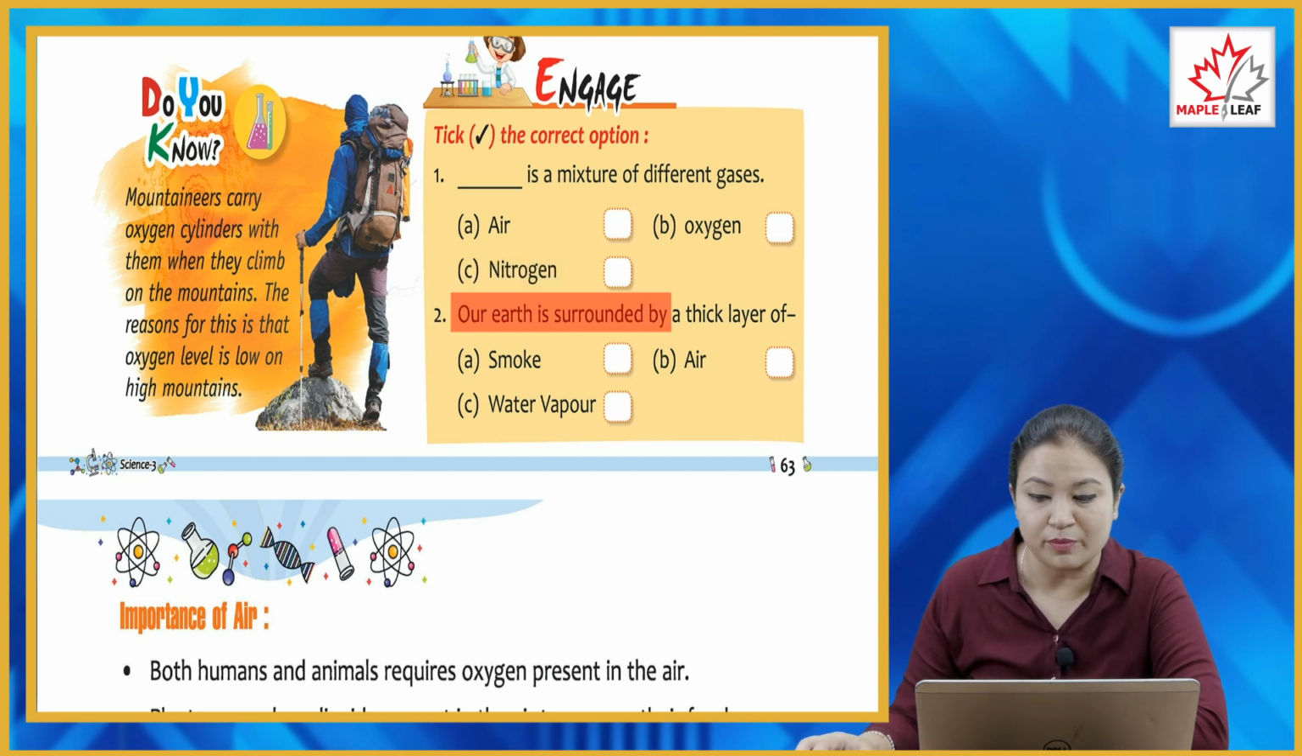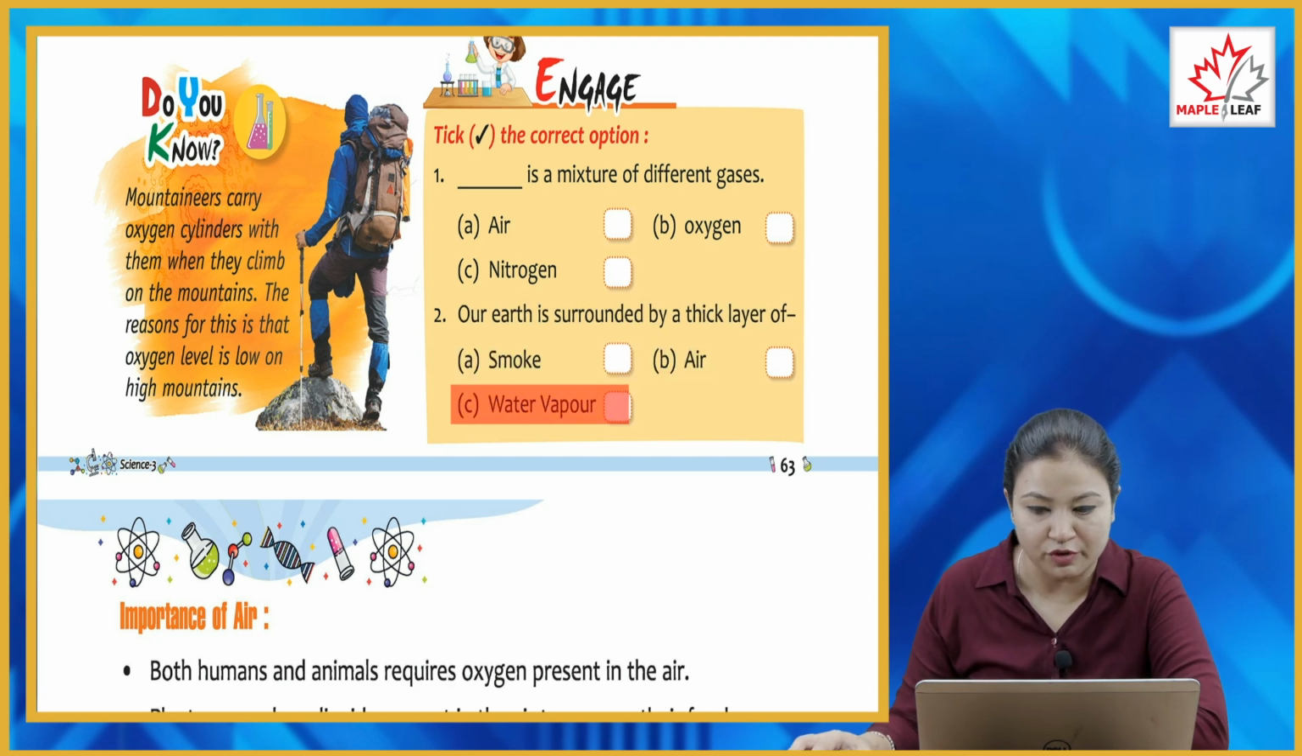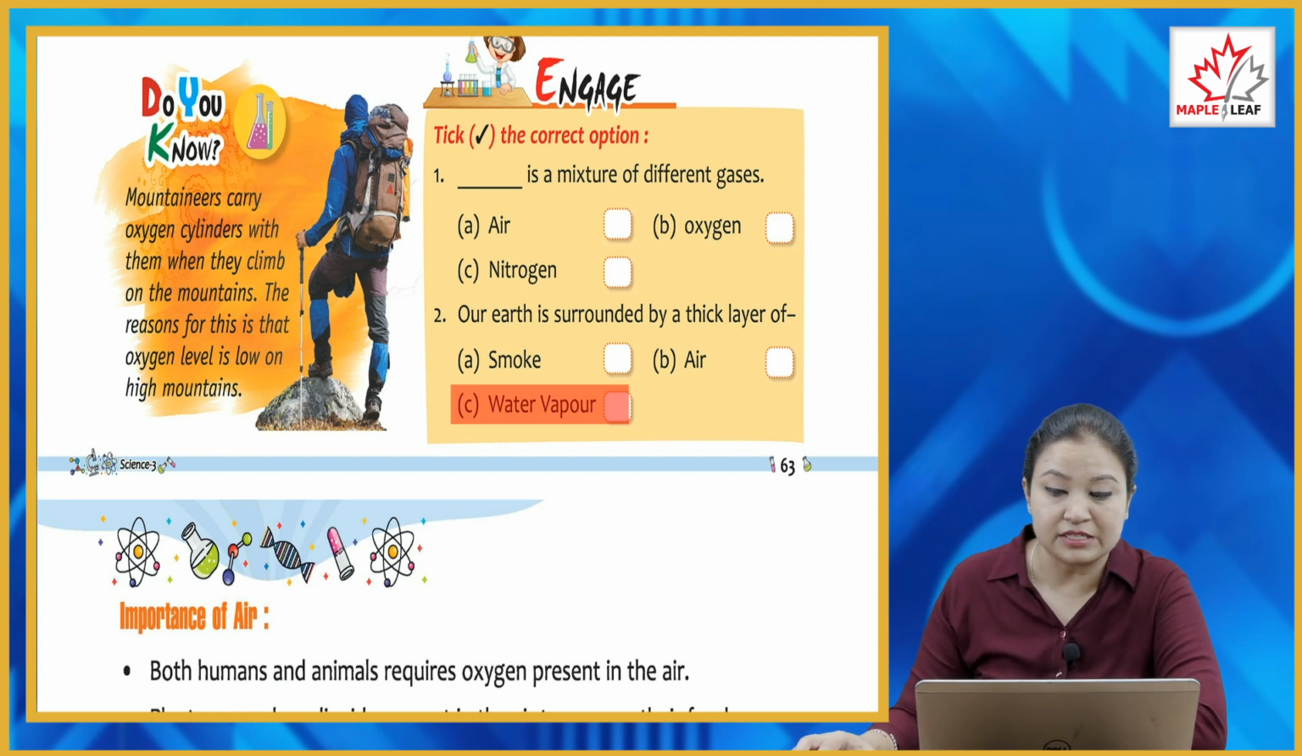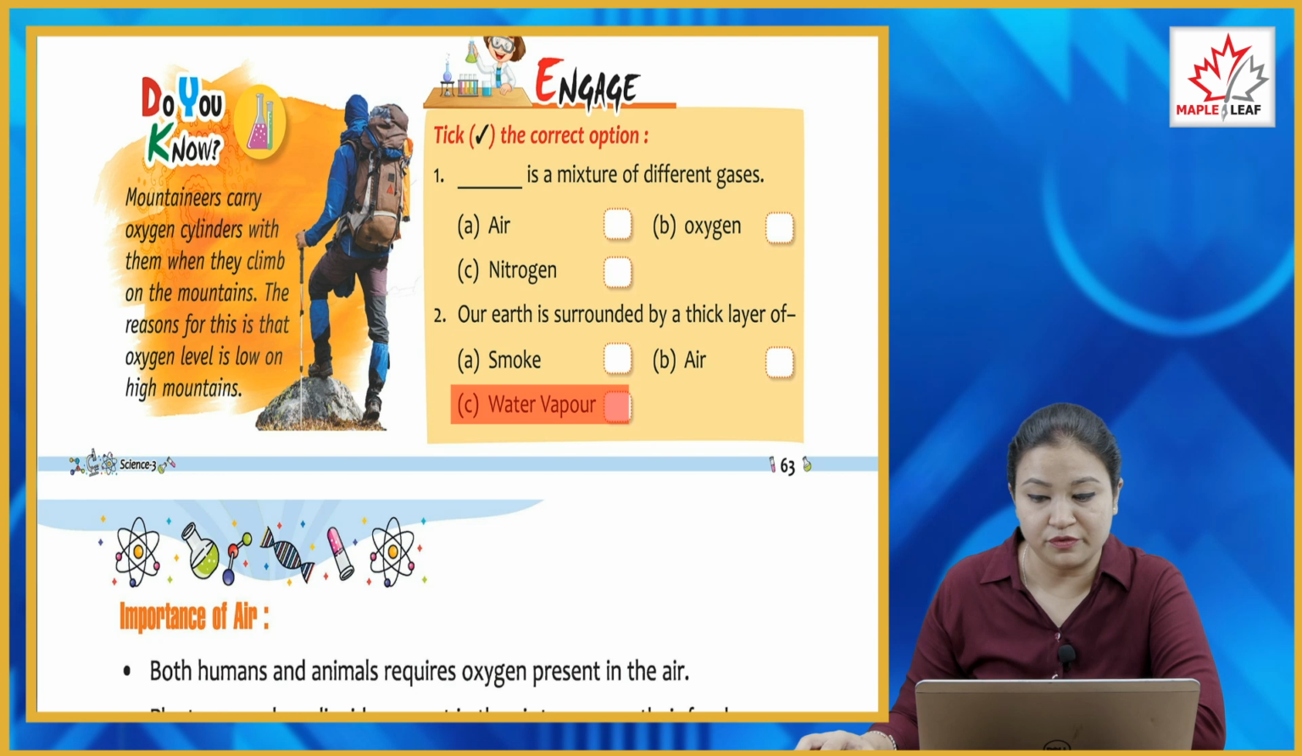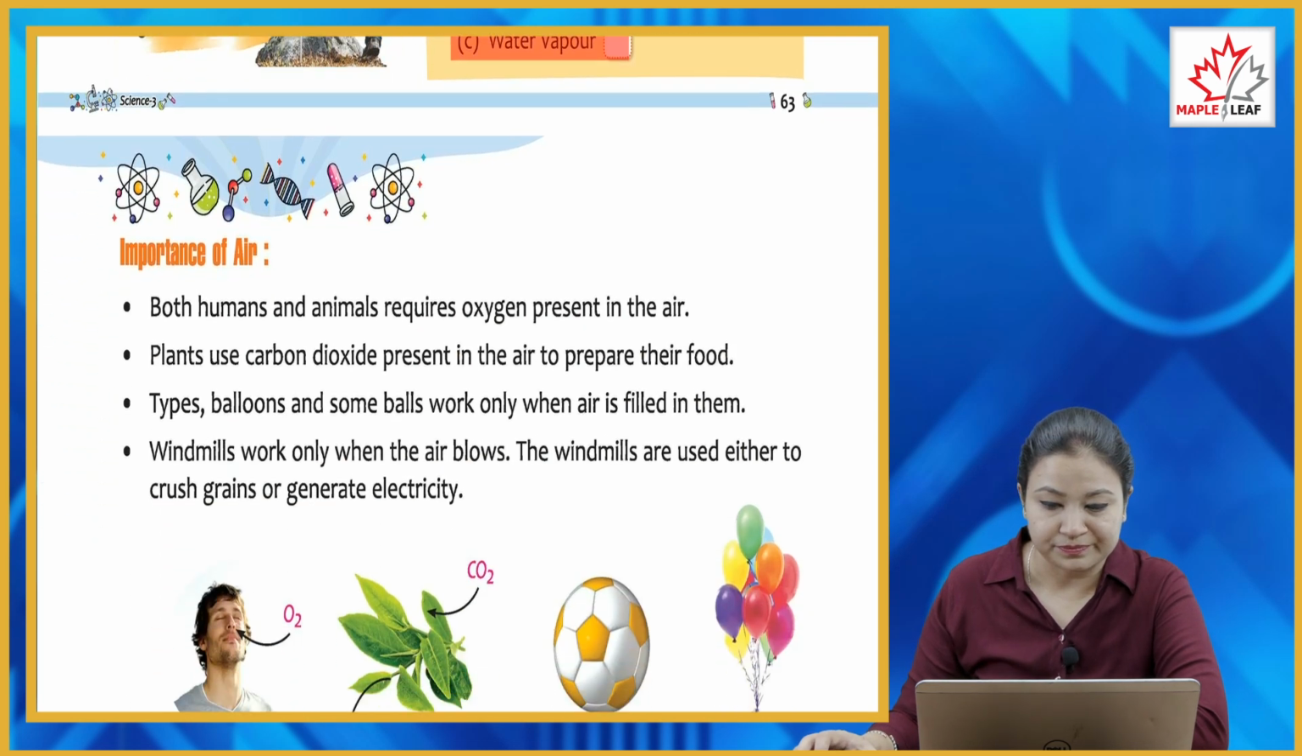Our earth is surrounded by a thick layer of: A, smoke; B, air; C, water vapor. So you will mention air, option B here, because air is a thick layer of atmosphere.